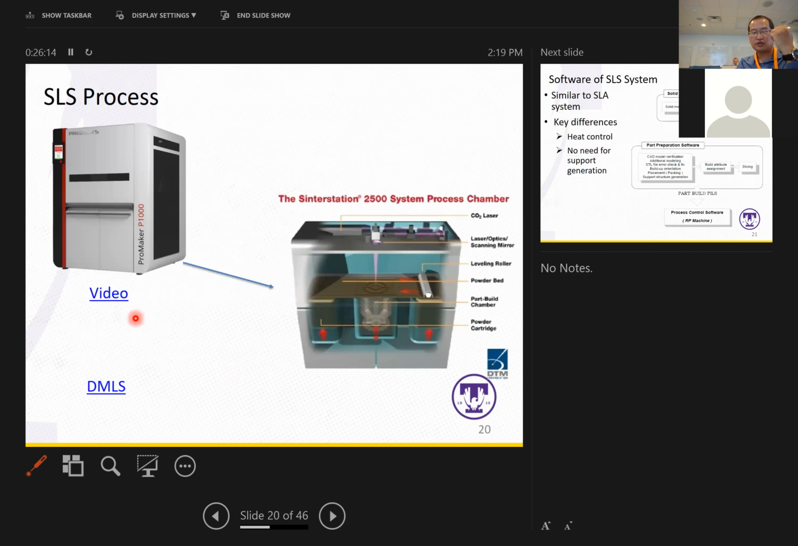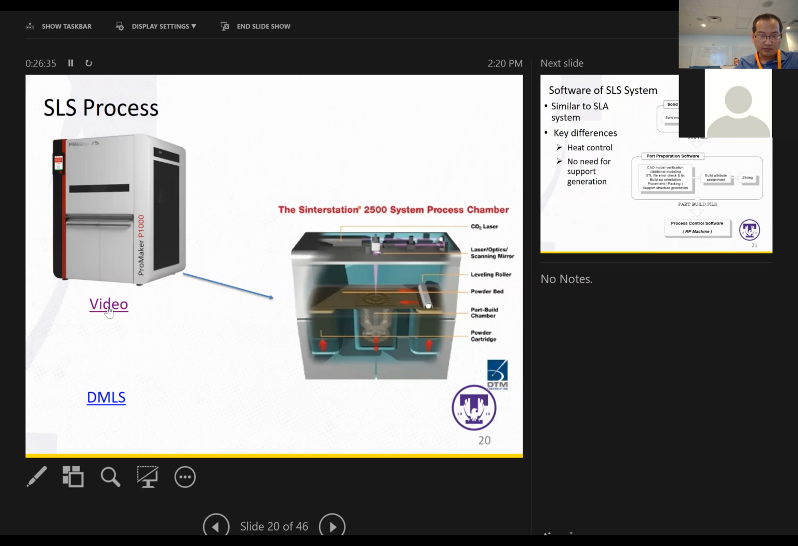Here are some examples of selective laser sintering systems, like this ProMaker P1000 machine. And we can look at a video about it.